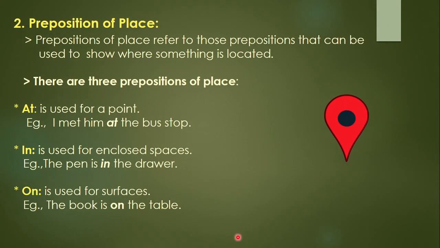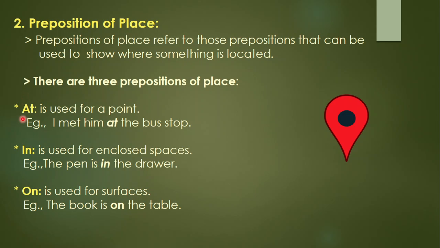Next one, the next type, prepositions of place. Prepositions of place refer to those prepositions that can be used to show where something is located. Okay, location. Where is it? Or where is he? Where is she? So normally there are three prepositions of place, which we exclusively use for these things.